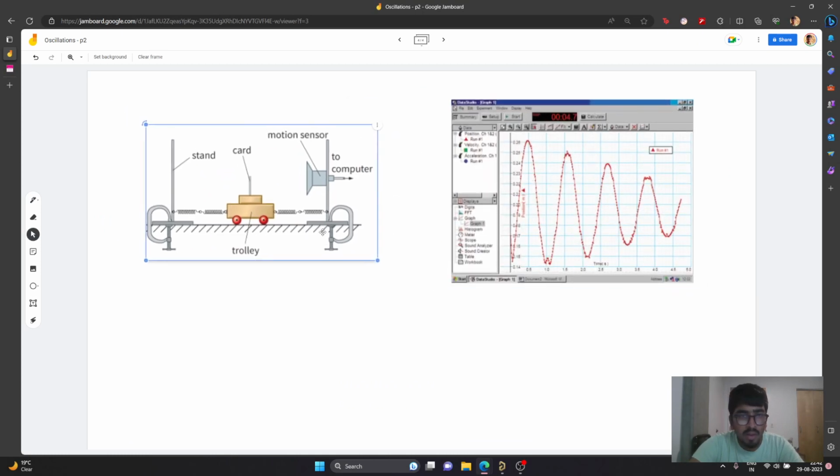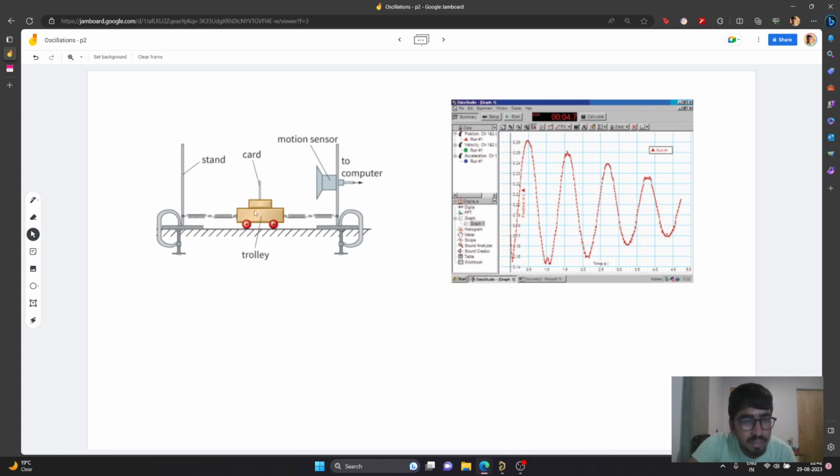It looks like what they have done here is put springs on top of a wooden cart, and then there is a cart that's blocking a motion sensor. That motion sensor can detect how much the distance is of the cart from this point, and then they disturb the trolley and it will start to oscillate. It starts from a negative point, moves back and forth, back and forth, and finally it stops. So this of course is oscillation, and this of course looks like a sine wave, so it must be an SHM.